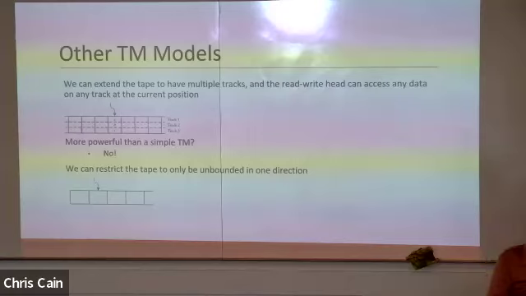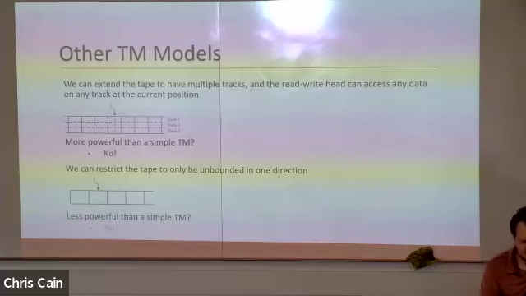The last thing we talked about was restricting the tape to only one unbounded direction. So it's infinite just to the right. There's nothing to the left of where the Turing machine would start. We asked if this was less powerful than a simple Turing machine, and the answer was no.